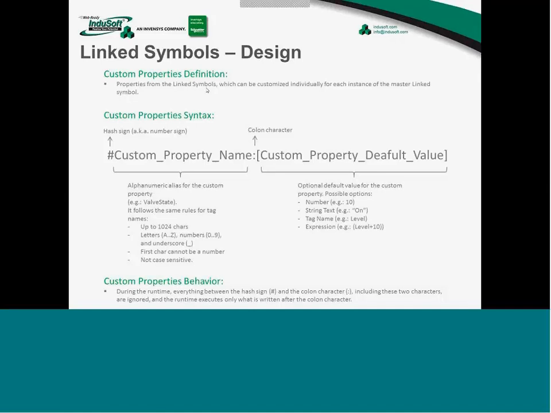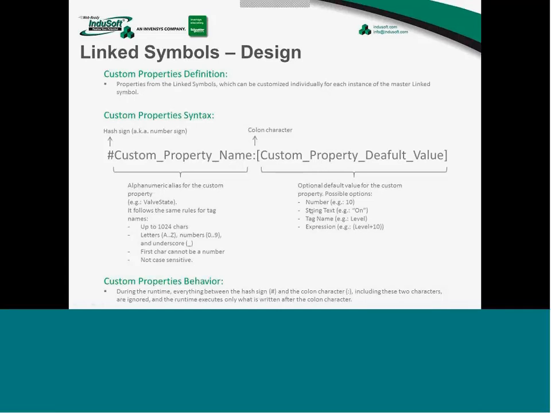A custom property is nothing more than an alias that you create in your linked symbol, telling InduSoft that this property can have different values for each instance of this symbol. So the syntax for custom properties is a hash sign or number sign, a custom name for the alias, the custom property name, whatever name you want to give to your property, like my motors, motor command, bananas, doesn't matter. It's just a name. You follow the same naming conventions for tags: up to 1024 characters, letters and numbers and underscore. The first character cannot be a number and it's not case sensitive. So this is the name of the custom property. Colon, and optionally a default value for this property.